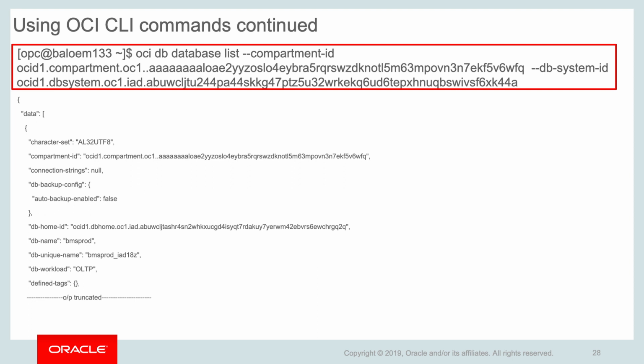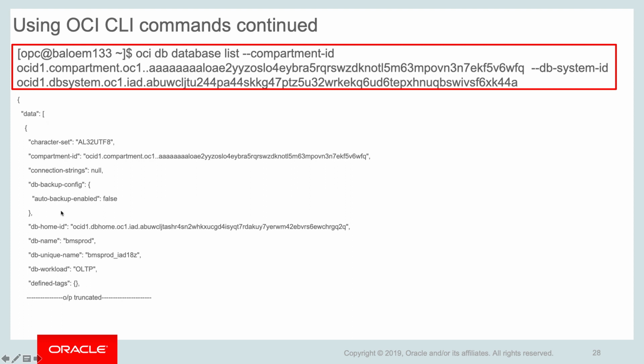Here I want to know all the databases within the compartment, and we can use a command like OCI DB database list. You have to pass the compartment ID and the database system ID. So I have passed the database system ID, that is nothing but the OCID of my database system, basically my Exadata system, and then it is able to tell me all the details related to my environment.